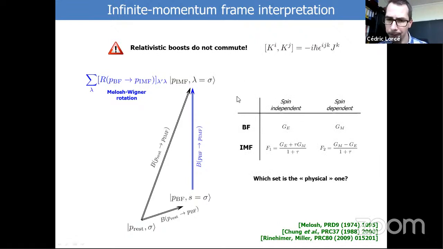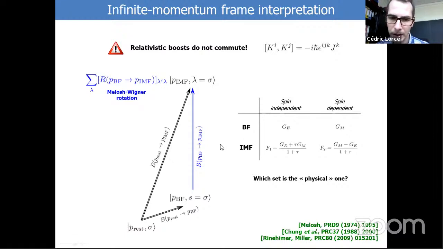And this explains why, when you work in the Breit frame, the spin-independent contribution is given essentially by the form factor GE, the electric form factor, and the spin-dependent one by GM. But when you go to the infinite momentum frame, this rotation mixes the spin-independent contribution. That's why in the infinite momentum frame you have F1, which is a linear combination of GE and GM given here. The specific factors here are essentially information that you get from this Wigner rotation. So one question that we may ask is, is one set more physical than the other?